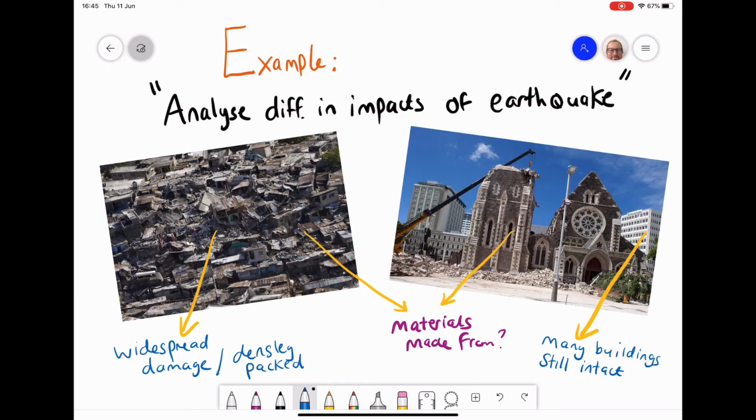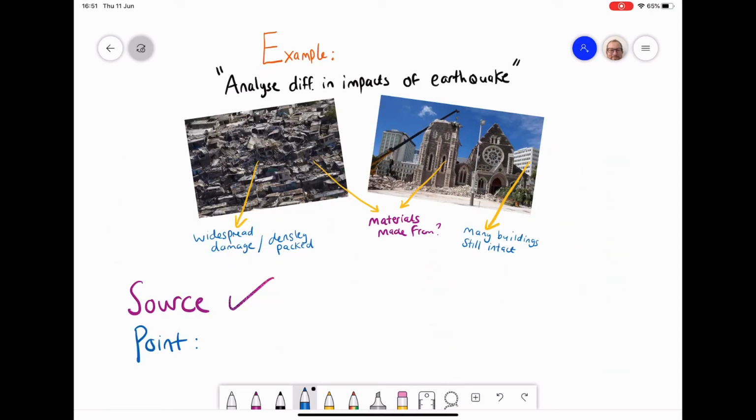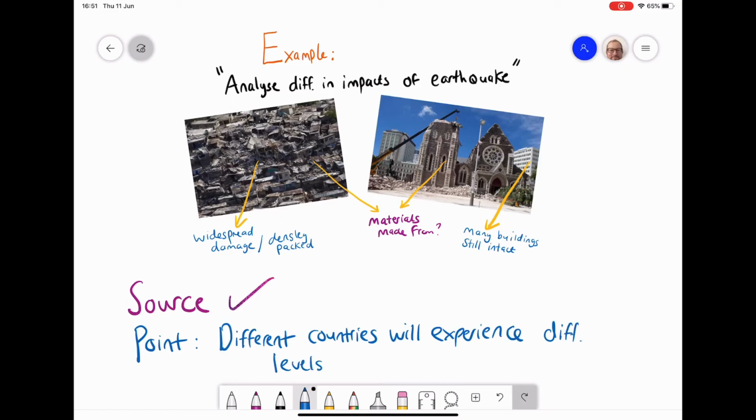Having now looked at the source and looked at the patterns, I can now start to think about the point I'm trying to make. So now, having looked at the sources and interpreted them as best as I can, I see that Haiti has a lot more physical damage than Christchurch. So that will help me to make my point. And the point that I'm going to make to start off this analysis is to say that different countries will experience different levels of physical damage.